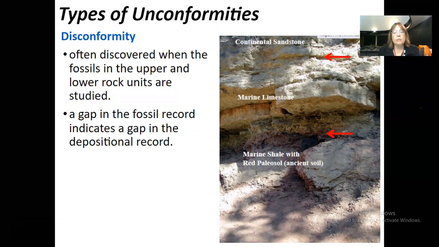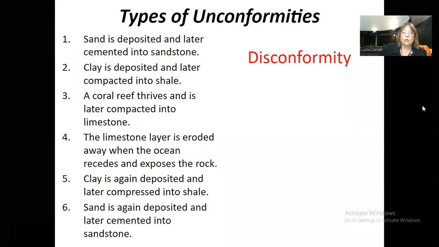Oftentimes, a disconformity is discovered by the presence of fossils. The fossils below the erosion surface are much older organisms than the fossils of the organisms above the erosion surface. It's very unusual that there is a soil layer that identifies the unconformity. And it is often this gap in the fossil record that shows the scientists that there is in fact an unconformity of this nature, a disconformity.